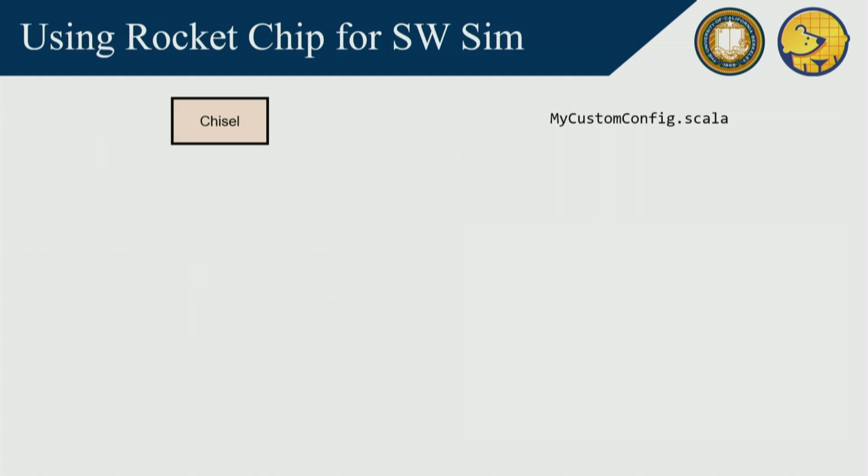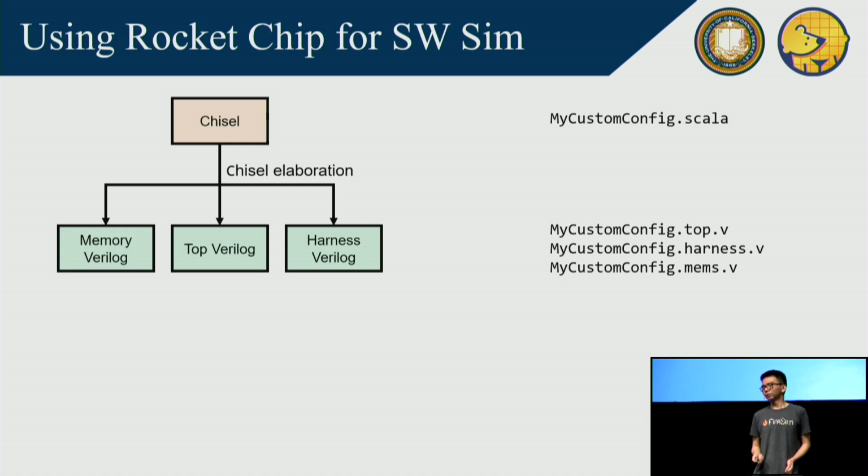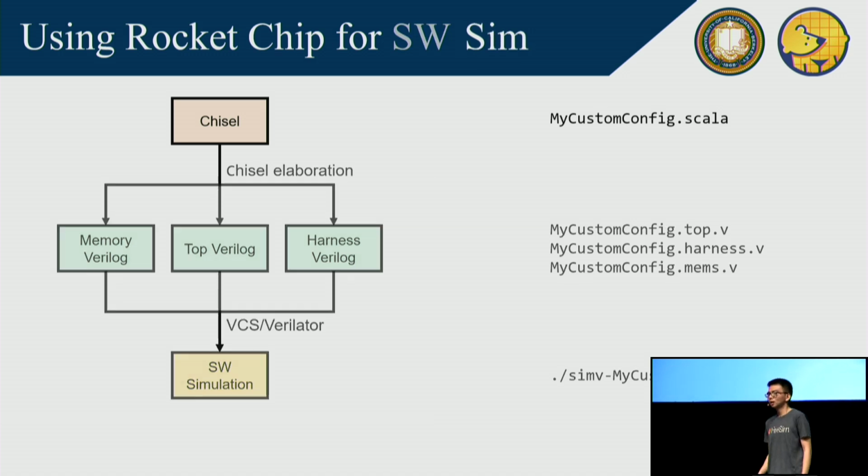All right, so we have our config. Now what's the first thing we do with it? We do software simulation. We start with a Chisel config we define in the Scala file. And we run Chisel elaboration on this. And what do we get? Well, we get behavioral Verilog for the top, the test harness, and the memories in the design. And you can throw all this at your software simulator platform, like VCS or Verilator, and get your simulator out of it. So this is pretty standard stuff.